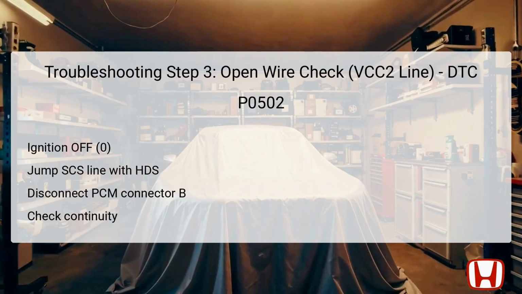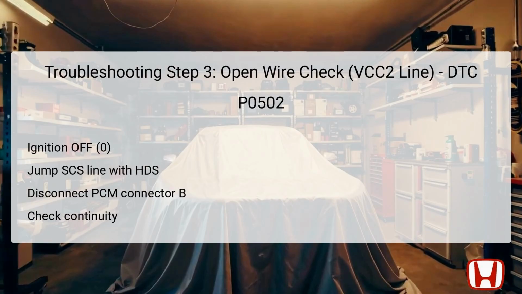Step 3 requires checking for an open wire condition in the VCC2 line. Start by turning the ignition switch to the lock 0 position to ensure the system is powered down. Subsequently, use the HDS to jump the SCS line, which stands for the System Communications Sensing Line, ensuring accurate testing conditions. After this, disconnect the PCM, Powertrain Control Module, Connector B, which is a 51P connector. Now it's time to check for continuity between the designated test points.